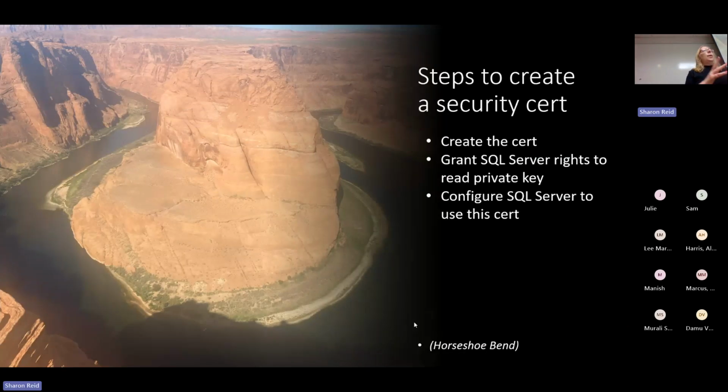Okay, so when we create a security cert, there are three steps to doing so. The first one is to create the cert. Next is the private key. And we're going to go through all these steps. And then configure SQL Server to use your cert. So create the cert, private key, update SQL Server to use the cert.